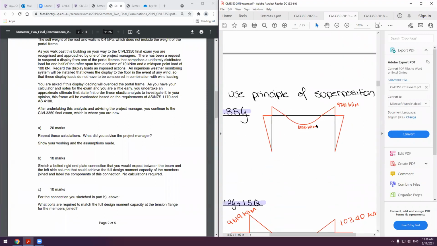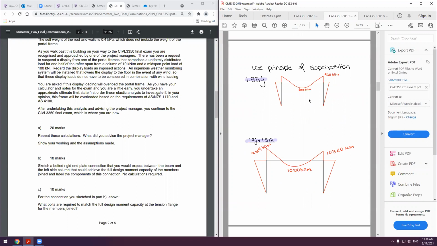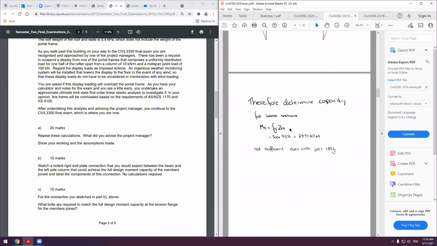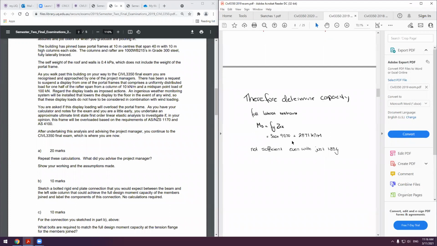So then we use principles of superposition and quickly realize that my factors are way off. Yes, ignore that. Therefore, determine your capacity. We're told in this question that it is full lateral restraint. It will always be full lateral restraint in question 1. So it's just again Ms equals f y Z e x. It's approximately 3,800 kilonewton meters capacity, and that by 0.9. It's not sufficient in this case because I can't math. It was actually sufficient in the actual question. That's why I don't really want to do that question in detail.